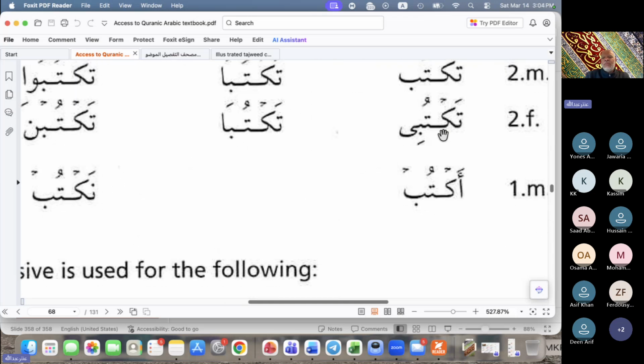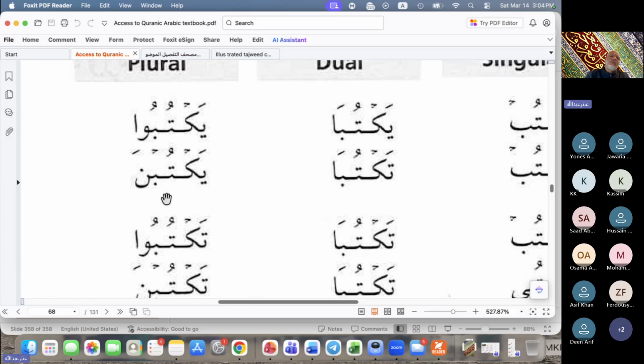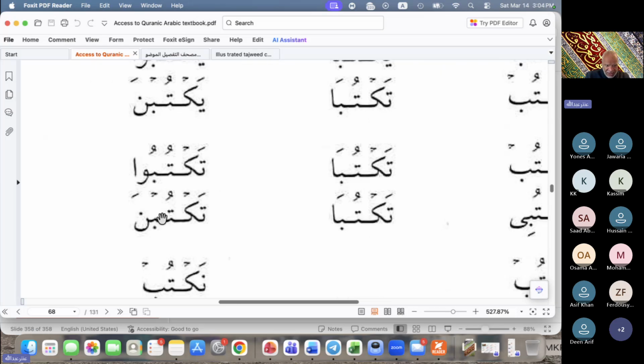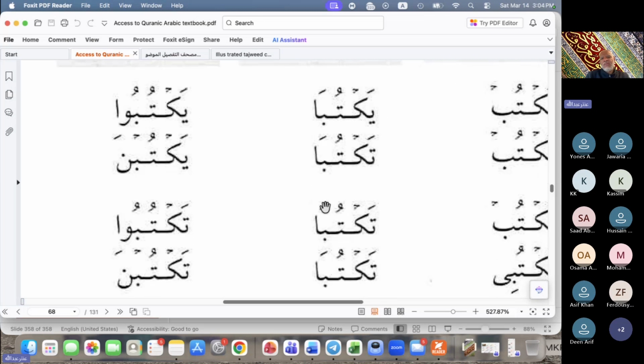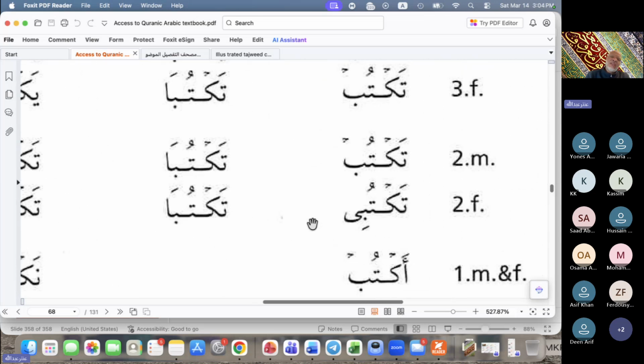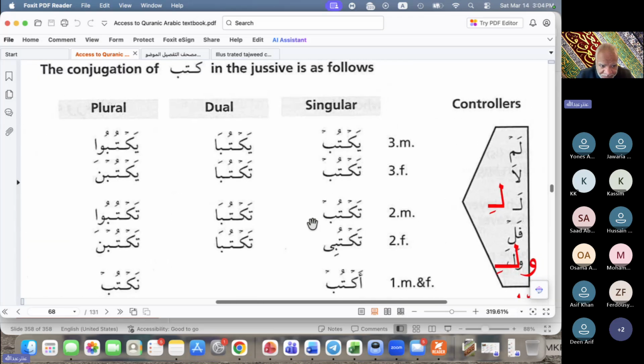When it comes to taktubin, lam taktubi, the noon is dropped. Taktubin, and we drop the noon, becomes lam taktubi. Ana aktub with a sukun, nahnu naktub with a sukun. Now for the plural female, lam yaktubna, we have the sukun. The noon is here because this is a marker of feminine, so it is still a sukun. Lam taktubna with the sukun. So it is always sukun or dropping the noon. Or if it has a harf illa, we drop the harf illa as we have seen with yurid an yastata.